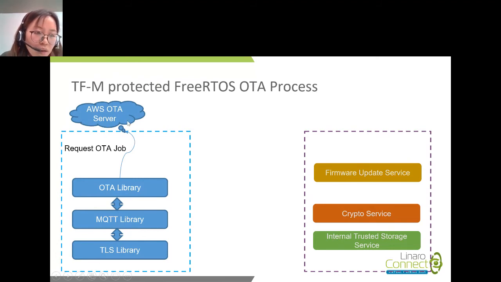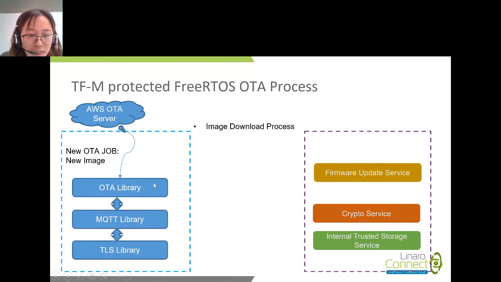Then the AWS server notifies the device that there is a new OTA job, and this job describes that there is a new image waiting to be updated over the air. Then the OTA library starts the image download process. In this process, the OTA library calls the TFM firmware update service to download the image data into the staging area block by block.